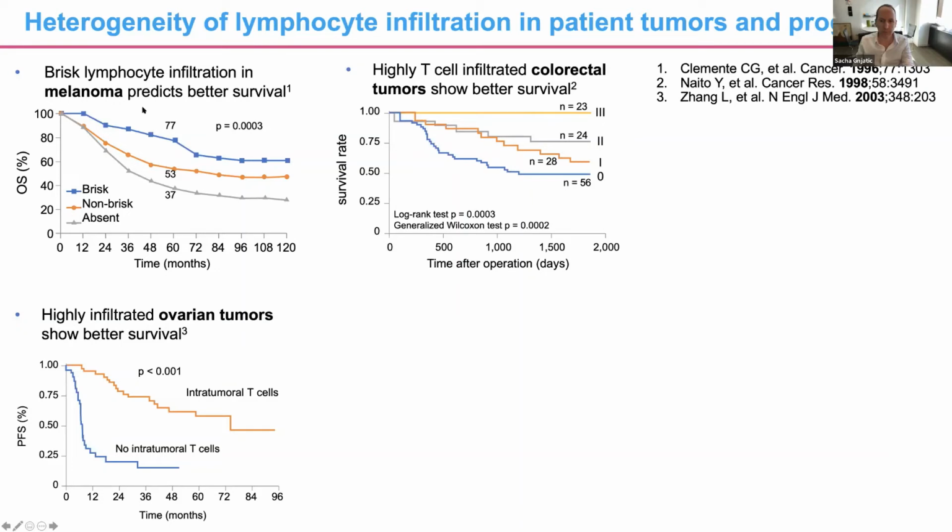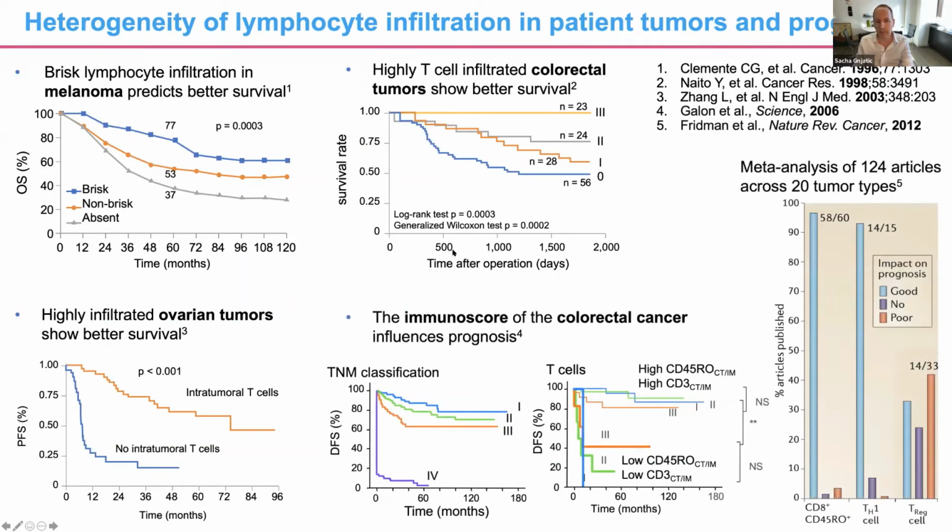For example, the first paper back in 1996 already showed that if you look at the tumor site by immunohistochemistry at the presence of lymphocytes in the tumor, you can rank them and see that there's heterogeneity among patients, some patients with very brisk infiltration, others absent. And this actually correlates with outcome, overall survival. This is true in melanoma. It's been also shown for ovarian tumors and for colorectal cancer.